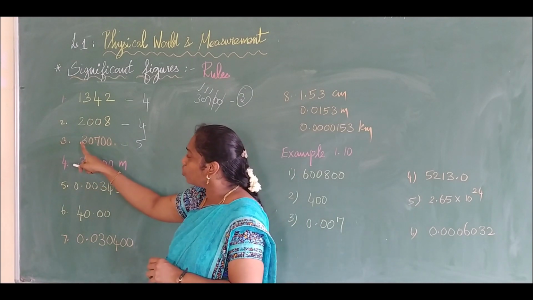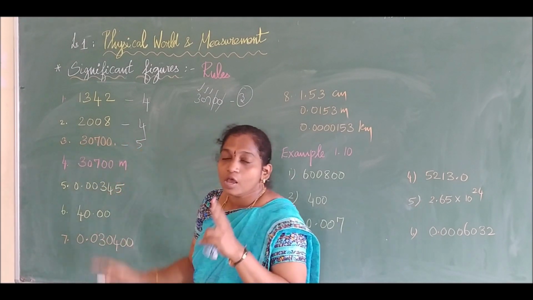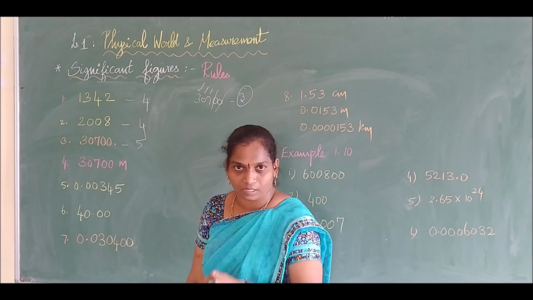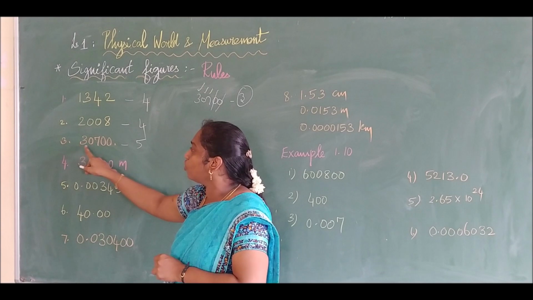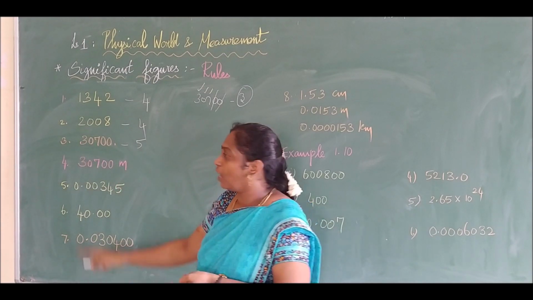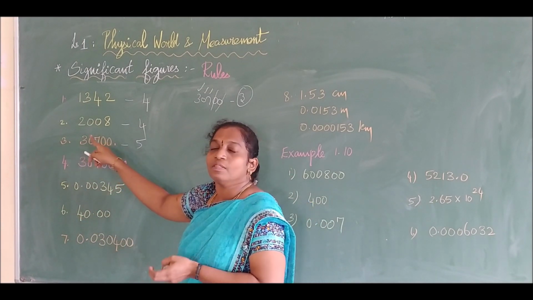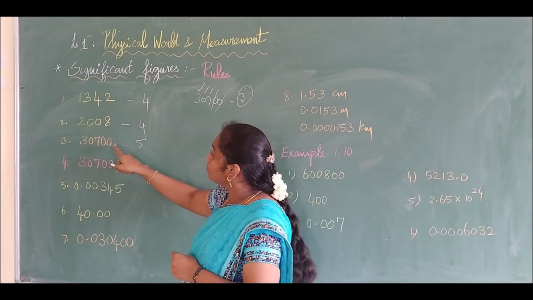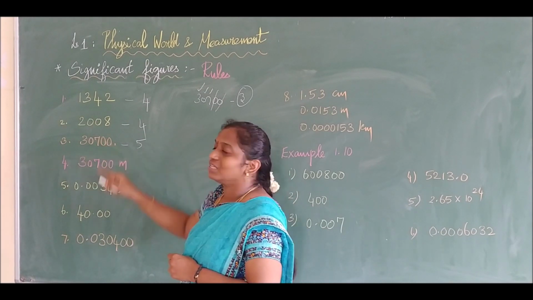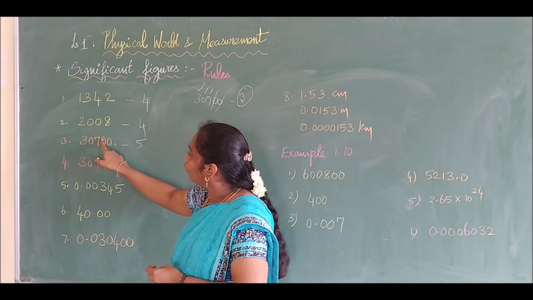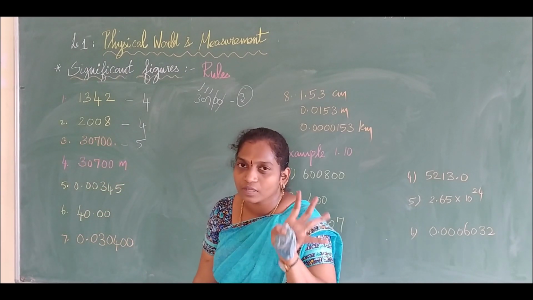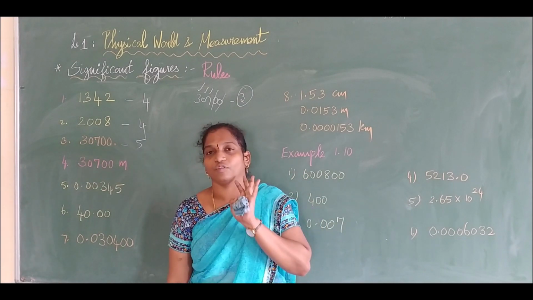So, as per the first rule, 3 and 7 are what? A non-zero number, so it is significant. As per the second rule, the zeros between two non-zero numbers are what? Significant. Therefore, 0 is also significant. Then as per the third rule, a decimal point with the zeros are said to be what? Significant. Therefore, 1, 2, 3, 4, 5. So how many significant figures are there? 5 significant figures are there.